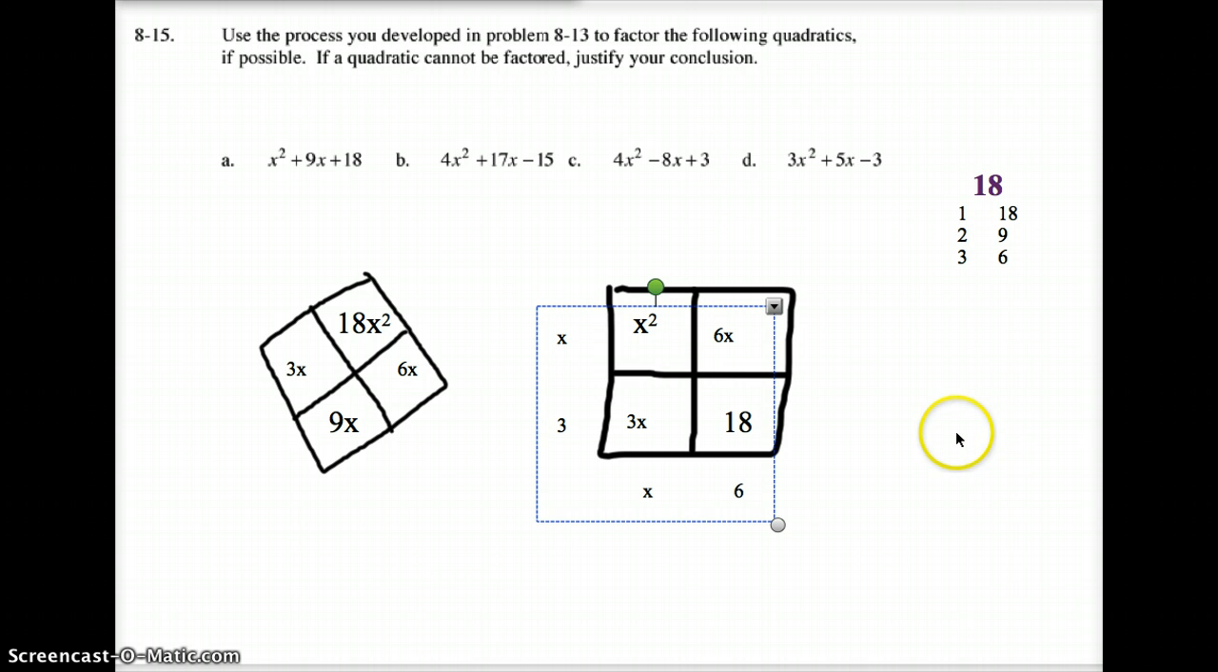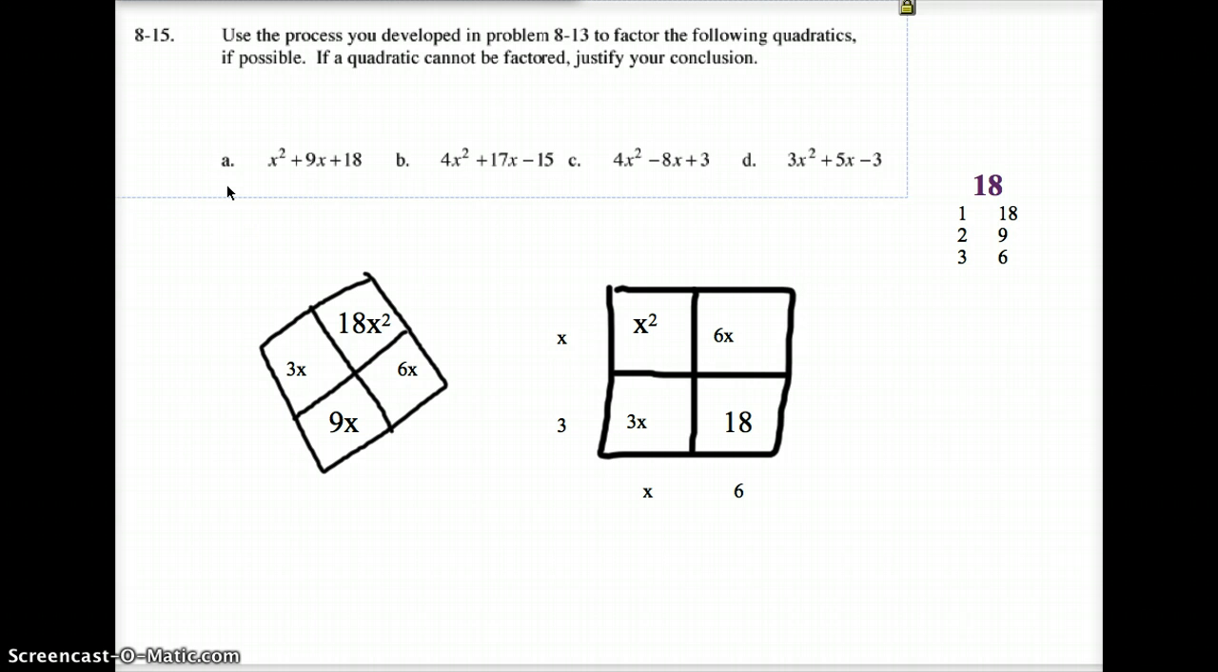You might notice, as we look at this now, I've got an x and a 3 over here, an x and a 6 over here, so this becomes my factored part, which is x plus 3 and x plus 6. Does that make sense where those came from?